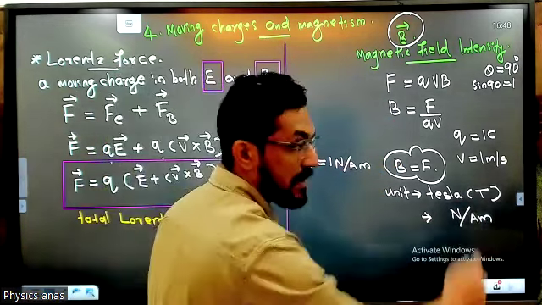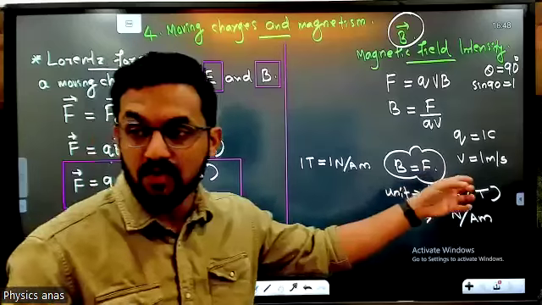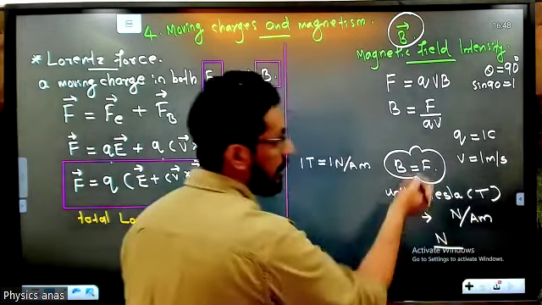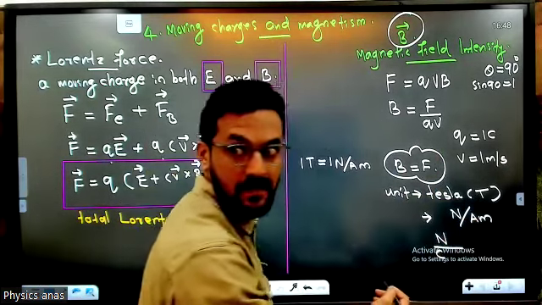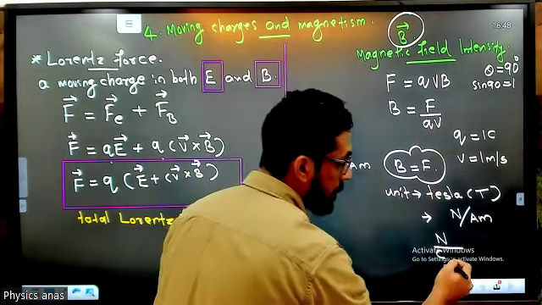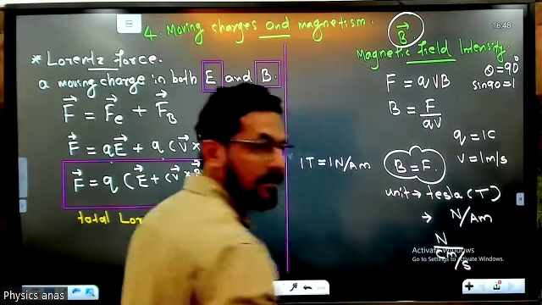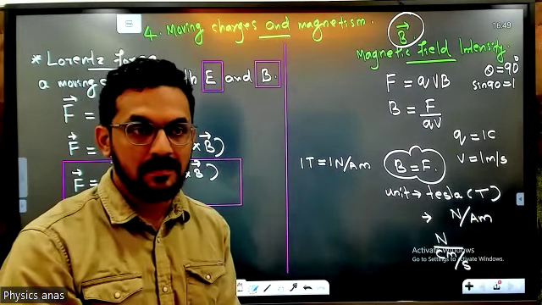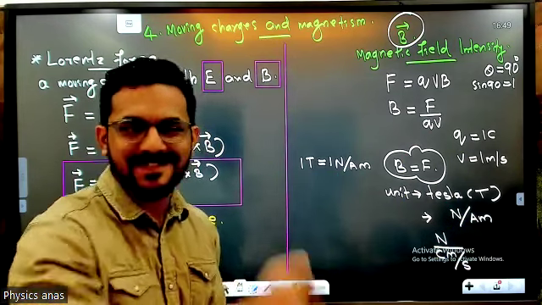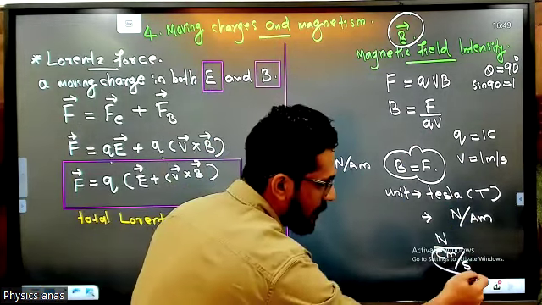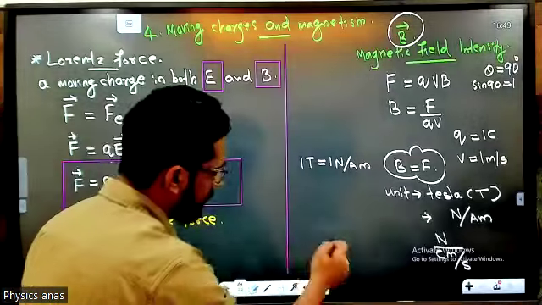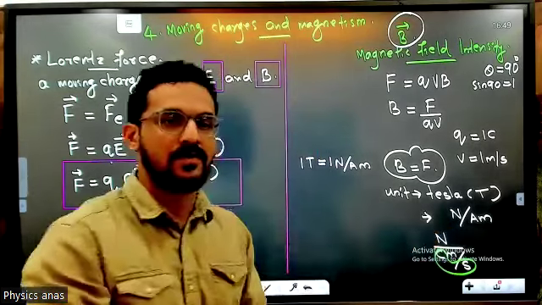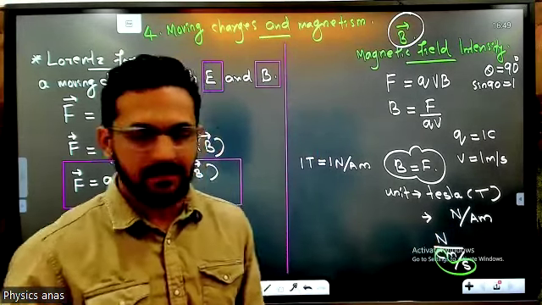How can you find Newton per ampere meter? Just like I said, Newton divided by Q, which is Coulomb, and V, meter per second. Tell me where you will get this unit, Newton per ampere meter. Yes, Coulomb per second is ampere. So Newton per ampere meter.